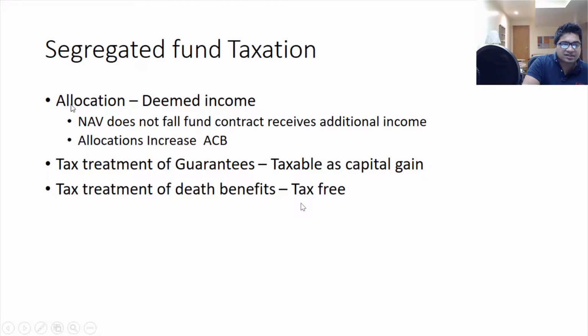Also, an important thing: there are no actual units distributed when you buy segregated funds. There are deemed units. Whatever allocations you get, dividend, capital gain or interest, it is deemed income, so it is called deemed allocation. NAV does not fall. In both mutual funds and ETFs, whenever distributions are made, NAV generally falls. But in the case of segregated funds, NAV does not fall. The fund contract receives additional income, and generally whatever allocations you get, like dividend, capital gains or interest, they increase the adjusted cost basis of the fund. Tax treatment of guarantees: they are taxable as capital gain, and death benefits are tax free.